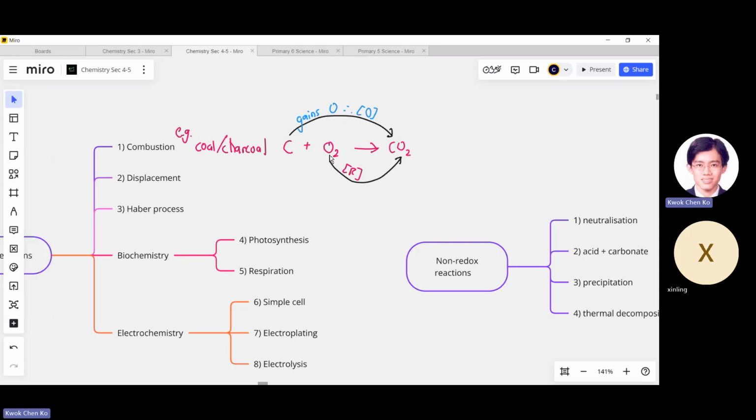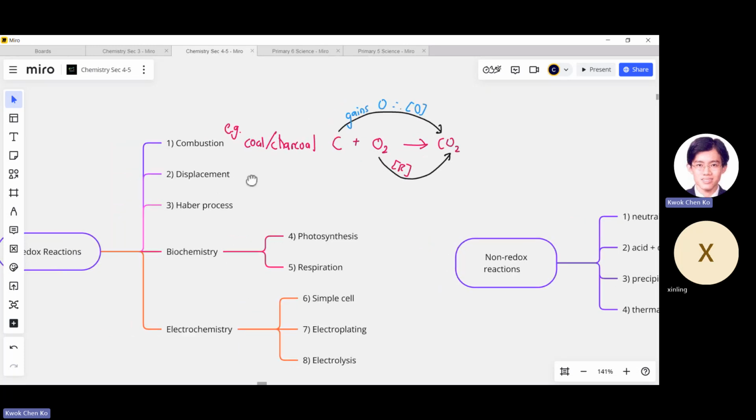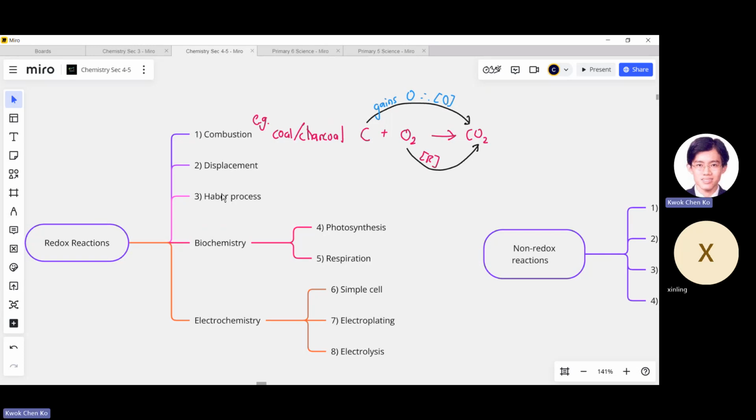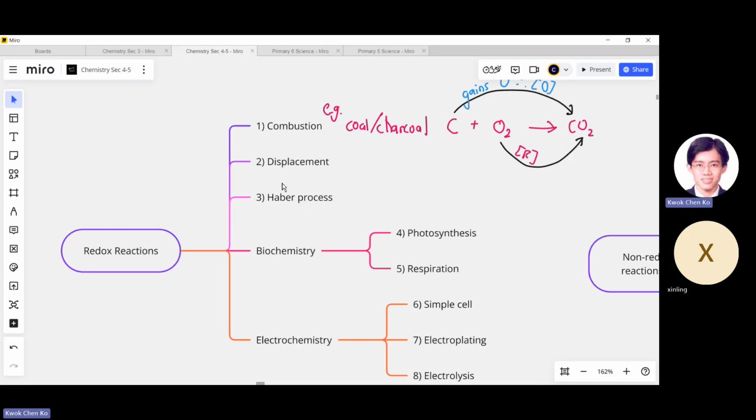Okay, so for O2 to CO2, I'll leave the explanation as to why it's reduction for later. Look at displacement next. I did mention displacement is always a redox reaction.